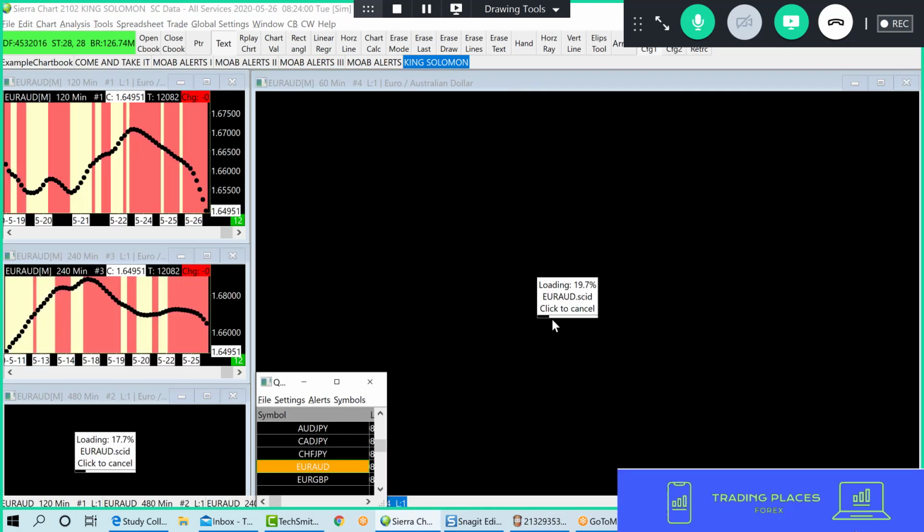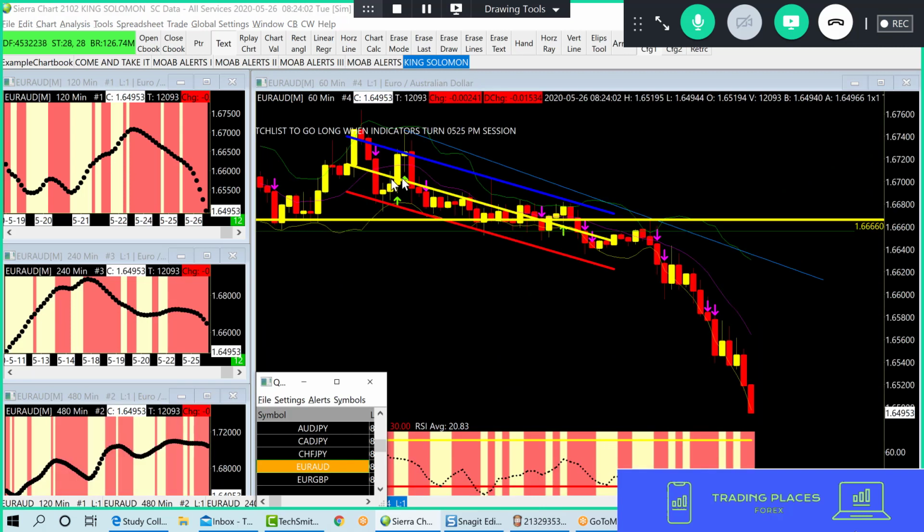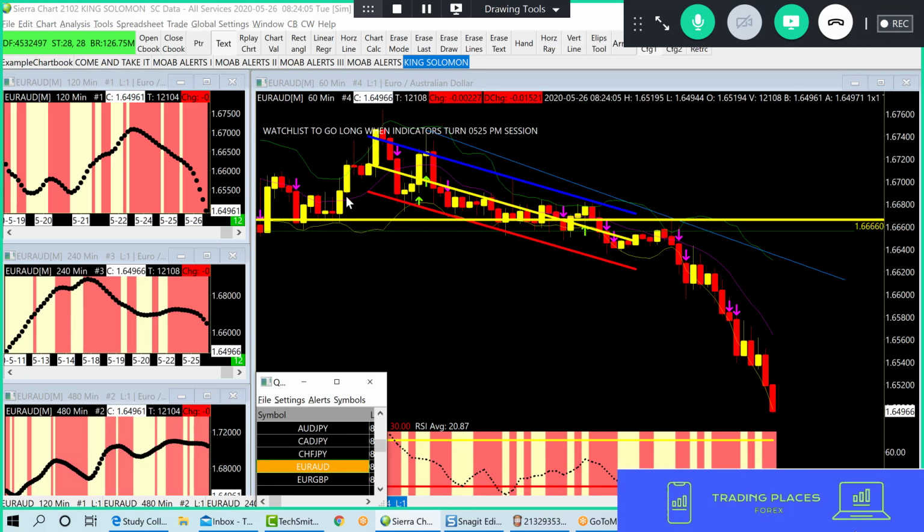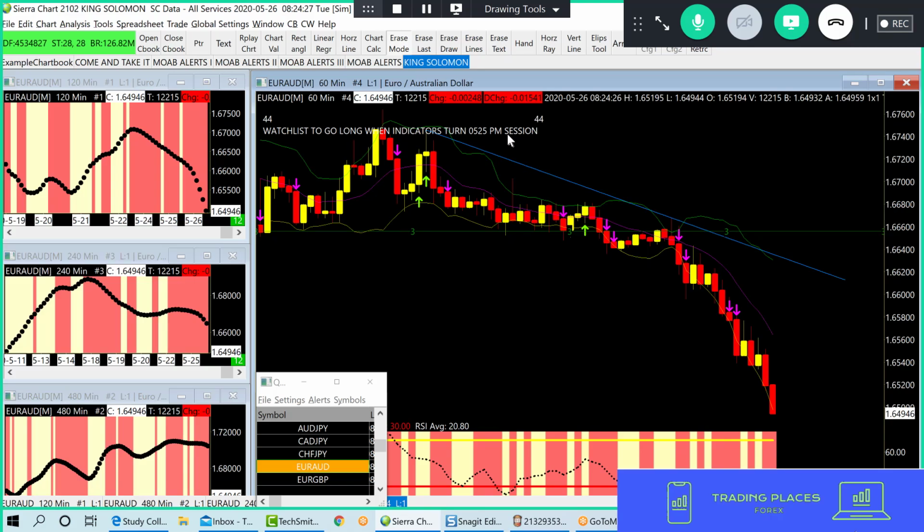Okay, let's go to Euro, Aussie, dollars. Watch list to go long when indicators turn, and they didn't turn, so it didn't put you in the trade. This thing took a dump. It stayed on the trend. I thought it was going to bounce. I saw a break here. Thought it was going to turn, but it went the other way. Forex has a mind of its own.